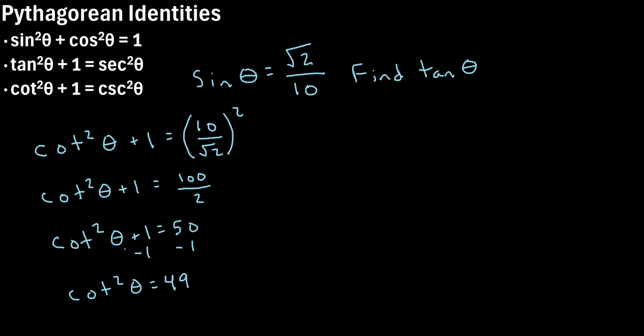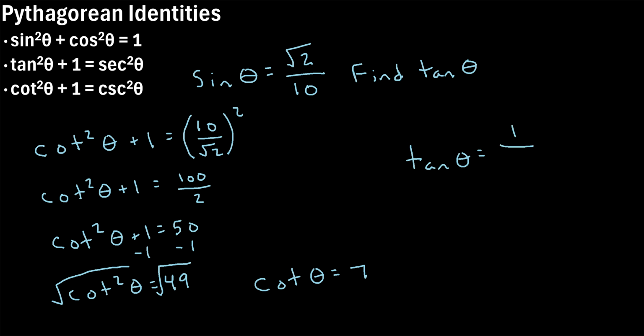If we want to figure out what cotangent is, we can take the square root of each side. So we're left with cotangent of theta is equal to the square root of 49, which is 7. But remember, we want to find tangent, and we know that tangent of theta is equal to 1 over cotangent of theta. We just found the cotangent of theta is equal to 7. So that means the tangent of theta is just 1 over 7. And that is our final answer.